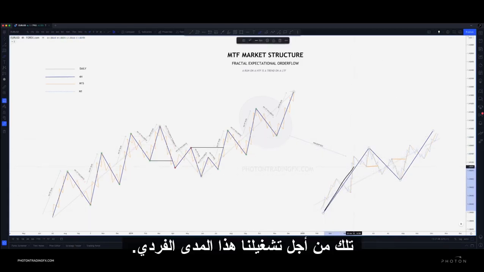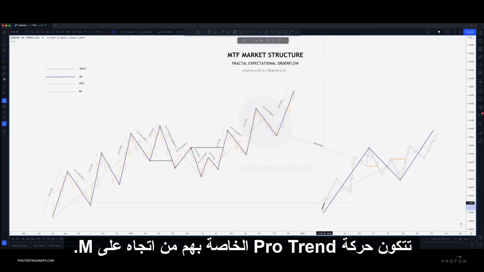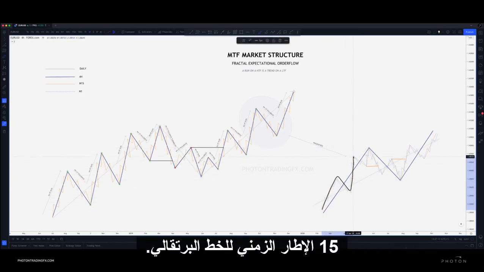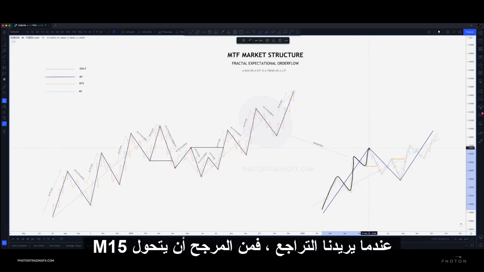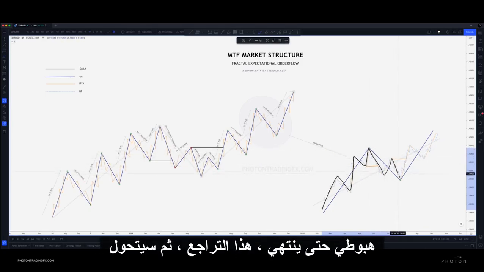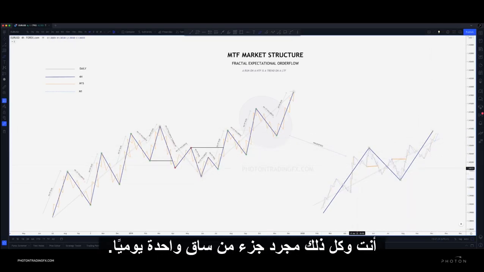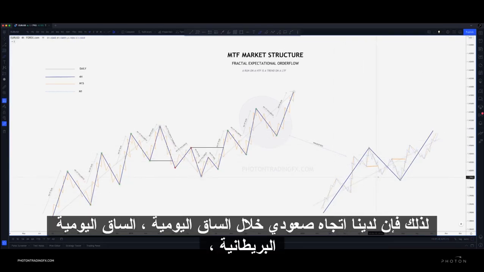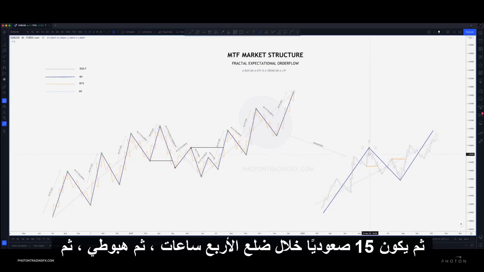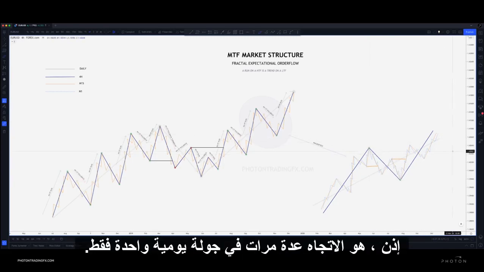Those 4 hour runs, that single run there, that pro trend move, is made up of a trend on an M15 time frame, the orange line. When the 4 hour wants to pull back, the M15 will most likely switch bearish until it's finished its pullback, then it will switch bullish, right? And then the 4 hour will continue. And all of that is just part of one daily leg. So the 4 hour is bullish during the bullish daily leg. The M15 is bullish during the 4 hour leg, then bearish, and then bullish again. So it switches trend multiple times in just one daily run.